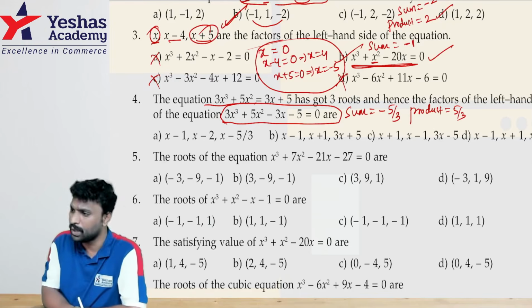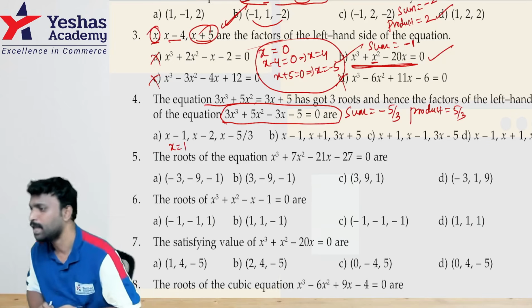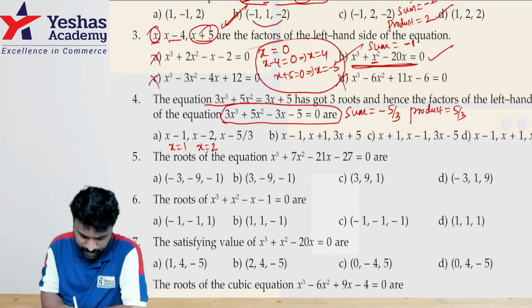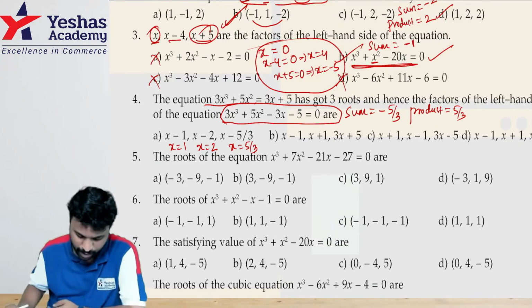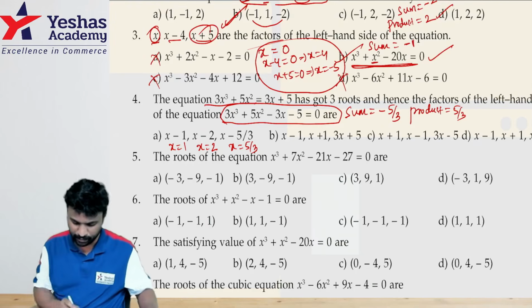Guys, which option would satisfy the sum and the product? What are the roots here? x equals 1. How come? x minus 1 equals 0, so x equals 1. How about this? x minus 2 equals 0, so x equals 2. How about this? x equals 5 by 3. Now, first of all, check the sum. Guys, if I find the sum, will it be minus 5 by 3? No way.